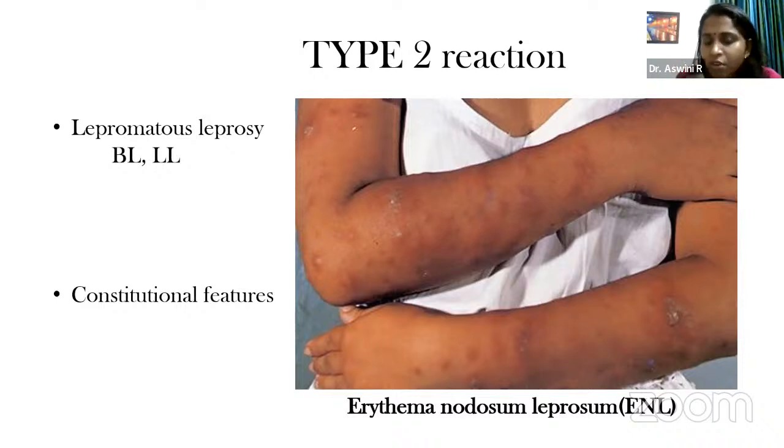So the person will have constitutional features like fever, myalgia, malaise and all. Along with that, they will have crops of lesions, and these lesions are called erythema nodosum leprosum. They are actually subcutaneous tender nodules which occur in crops on the face or on the hands towards the evening hours. It subsides in 2 to 3 days. Again, another crop comes along with constitutional features.